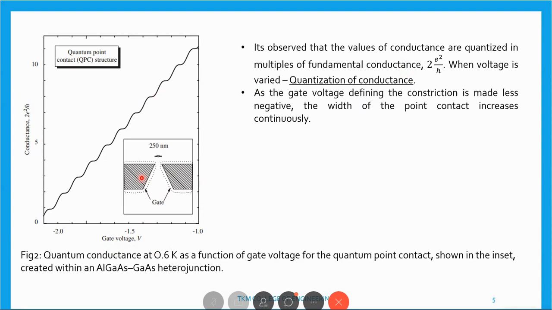This is what they have found from their research work. It means the values of conductance are quantized in multiples of a particular fundamental conductance, 2e square by h, and that is called the quantization of conductance. One more thing which was noted was, as the gate voltage defined in the construction is made less negative, the width of the point contact increases continuously. Right. So this was what they found by creating the quantum point contact and what they analyzed from it. And that is where the concept of quantum conductance came into being. So we'll see that.